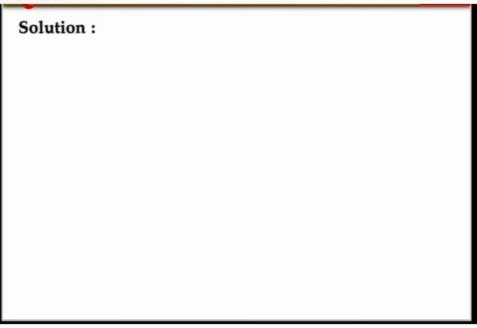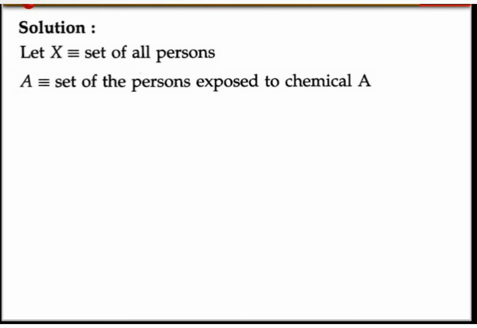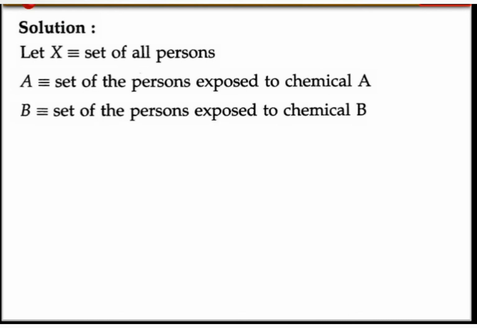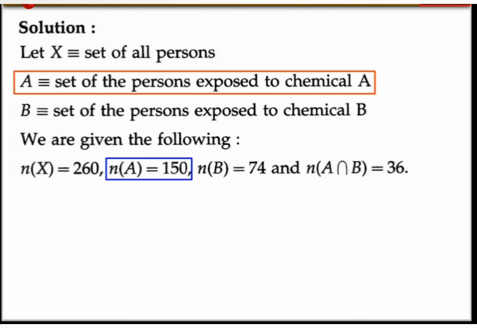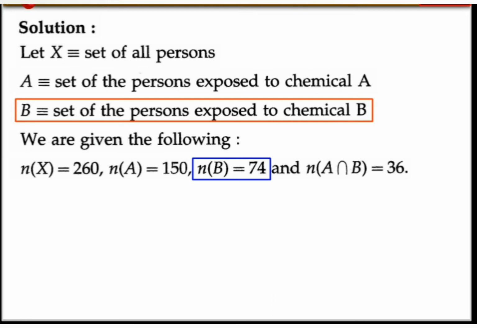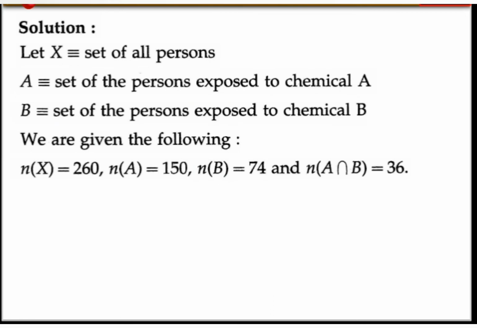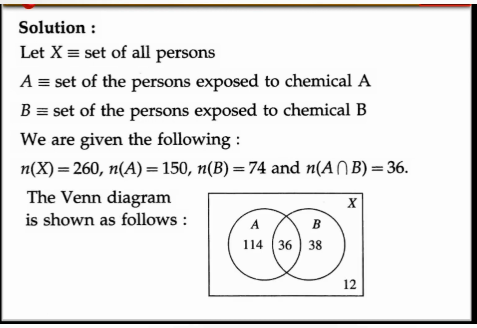Solution. Let X be the set of all persons. A is the set of persons exposed to chemical A. B would be the set of persons exposed to chemical B. We are given the following. n(X) = 260. n(A) = 150. n(B) = 74. And n(A ∩ B) = 36. The Venn diagram is shown as follows.